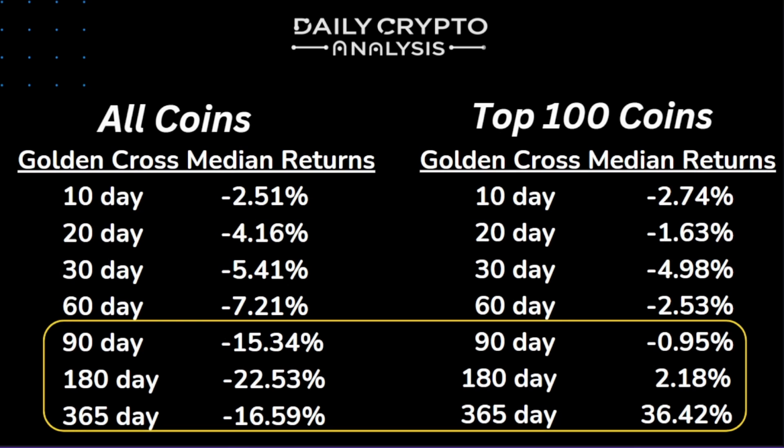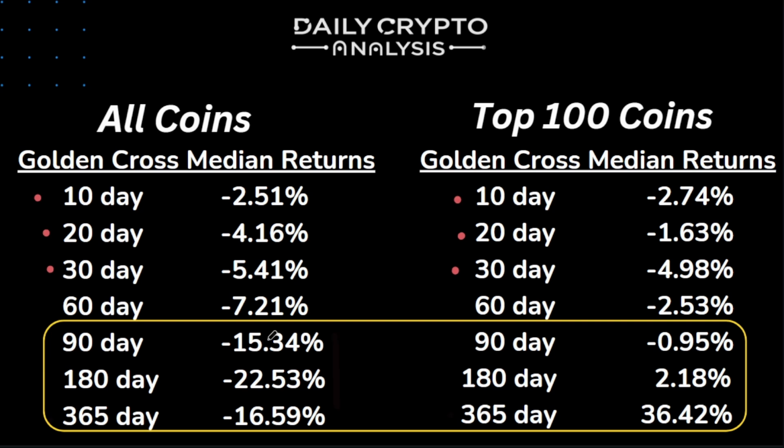Okay. So when we just look at these side by side now, you'll see that when we're comparing all coins to the top 100 coins, the golden cross median returns for each of these, you'll see that in these shorter time frames, it doesn't really matter whether you're looking at larger market cap coins or the lower market cap coins. They're both pretty poor results in the shorter term.